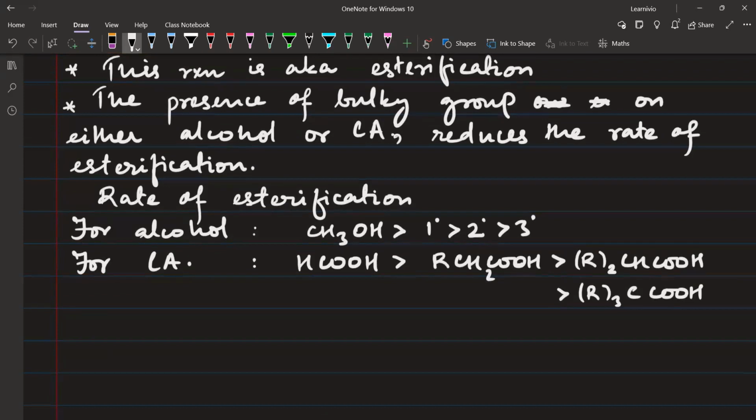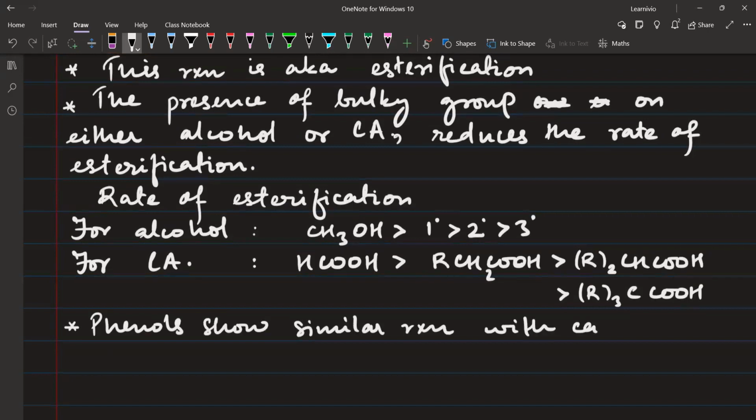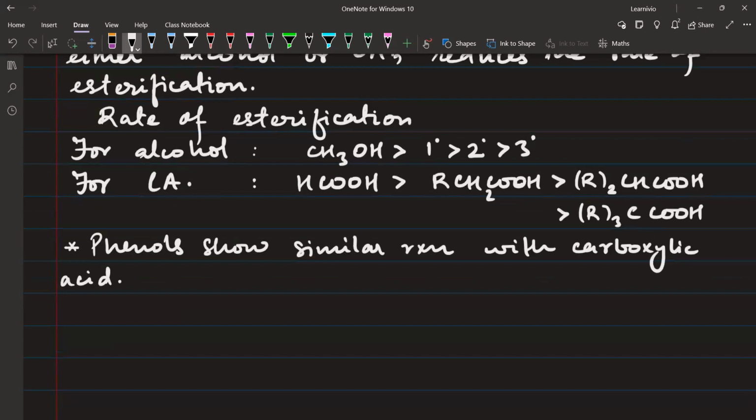Last point we will write: phenols show similar reaction with carboxylic acid. So what type of reaction will phenol show? We'll have the carboxylic acid R, C double bond O and OH, plus we will have phenol, something like this. So what will we get?